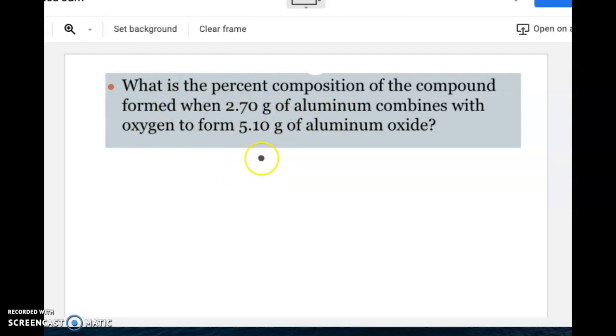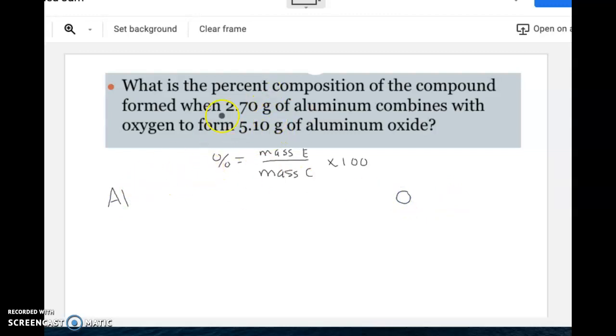In general, the percent composition for each of these elements is going to be the mass of the element, and I'm just going to use E to represent element, divided by the mass of the compound, and we'll use C for compound. Then we divide that out and multiply by 100. We want to find a percentage for aluminum, and we want to find a percentage for oxygen.